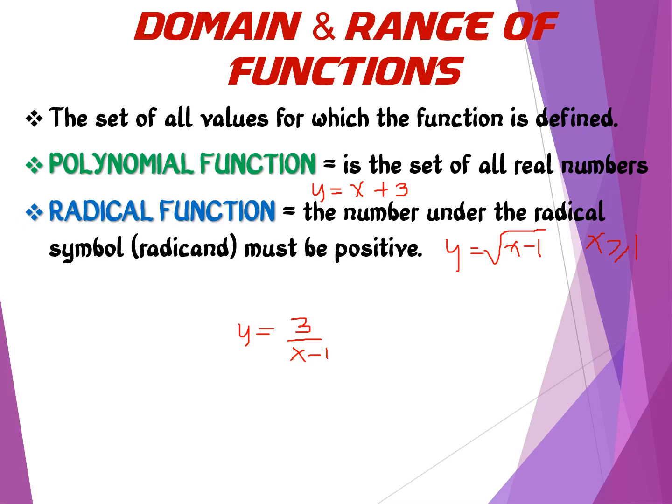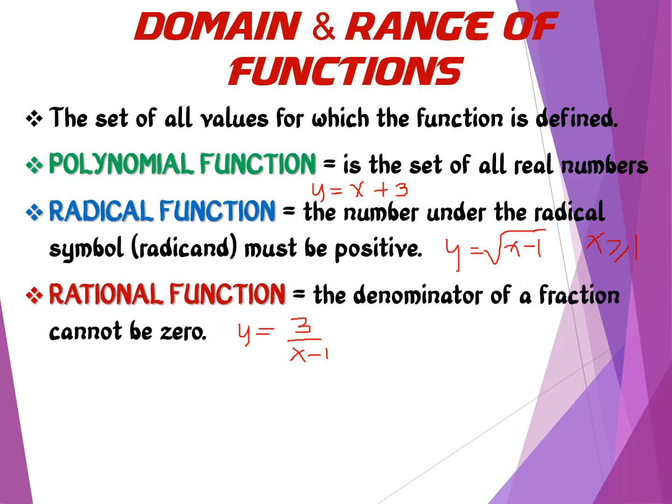Same goes with the range. So you just have to solve it. Now, for the rational function, which we will be dealing with today, the denominator of the fraction should not be 0. So, for example, you have y is equal to 3 over x minus 1. The value of x here should not make the denominator 0. So, here, the value of x cannot be equal to 1, since if you have 1, you will have 1 minus 1, so that will be 0. So, your domain, specifically, will be any value but not equal to 1. So, all real numbers except 1.